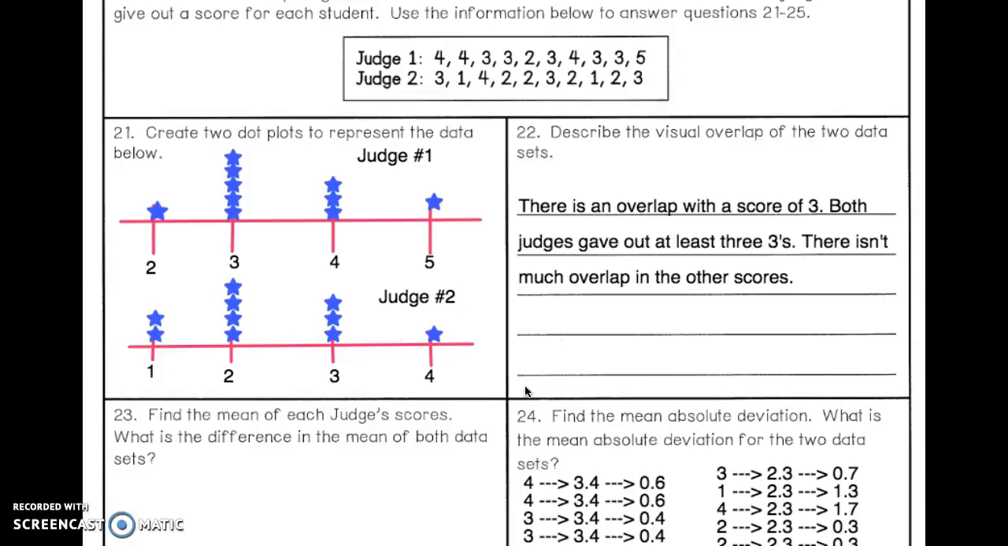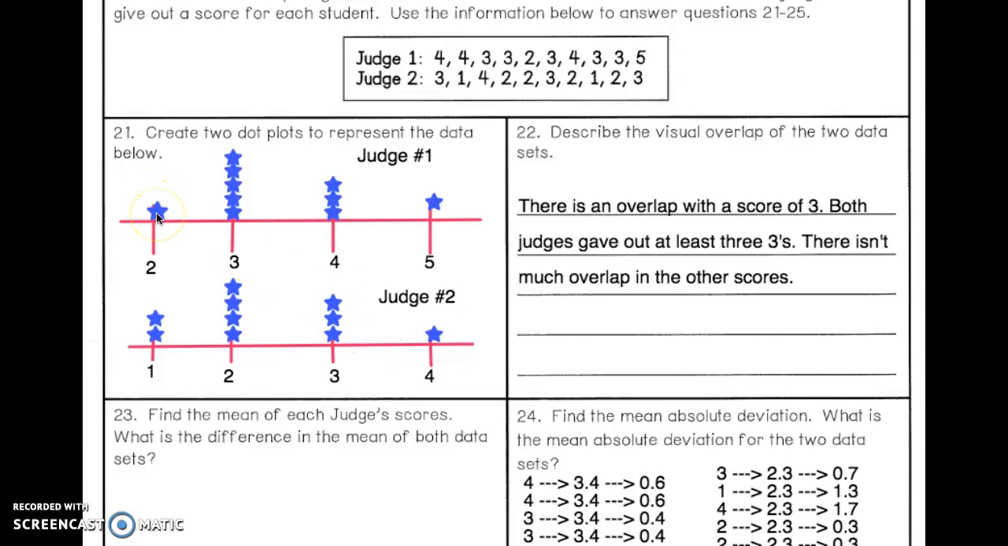22 says describe the visual overlap of the two data sets. Well, when I looked at this, I said there's an overlap with a score of 3. This judge gave out 5 3s and this one gave out 3 3s.